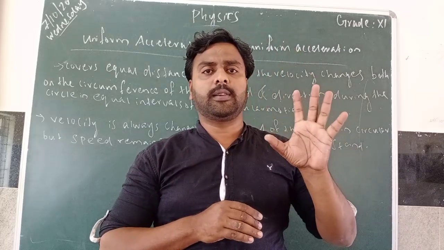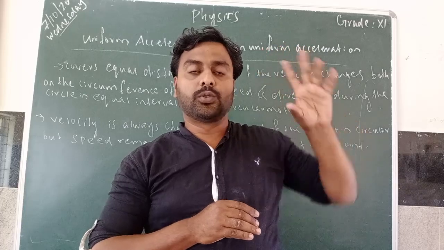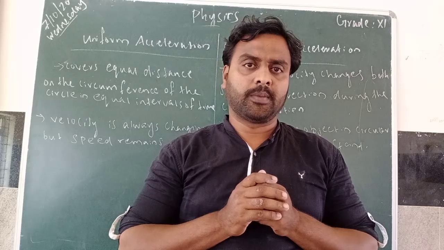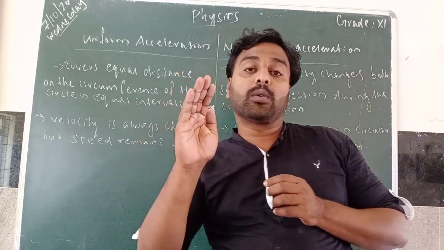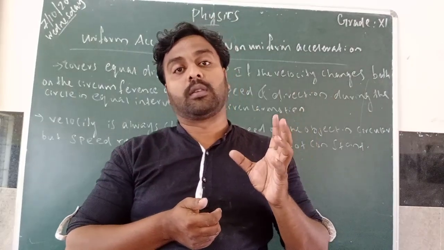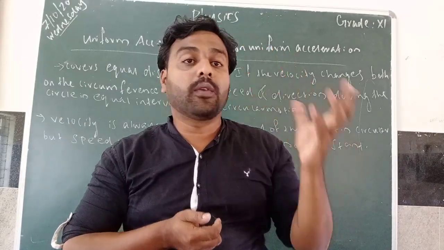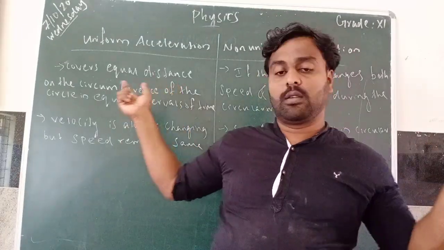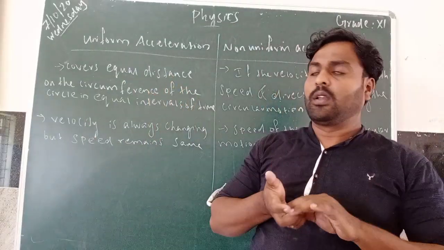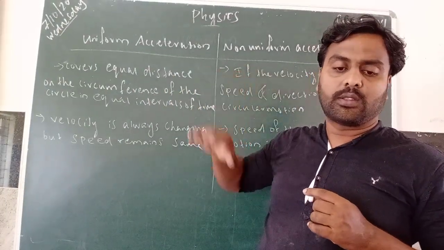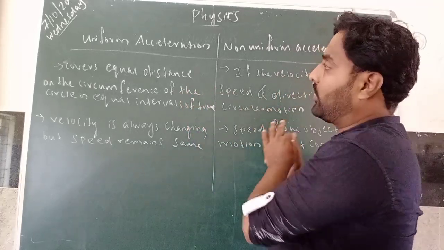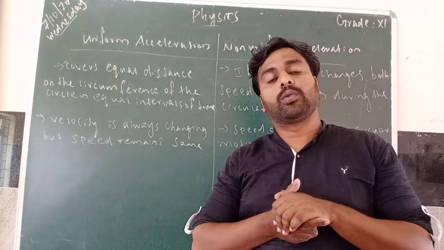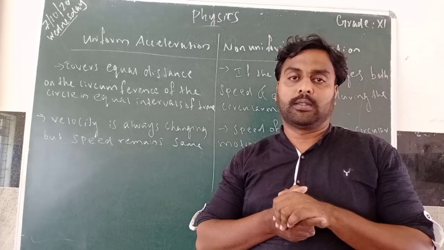In circular motion there are two types: uniform circular motion and non-uniform circular motion. When will the circular motion be uniform, and how can we say it is non-uniform? So here I wrote some differences. You can note them down in your notebook. In the textbook it is not given point-wise. These two points are enough for you to differentiate uniform and non-uniform circular motion.